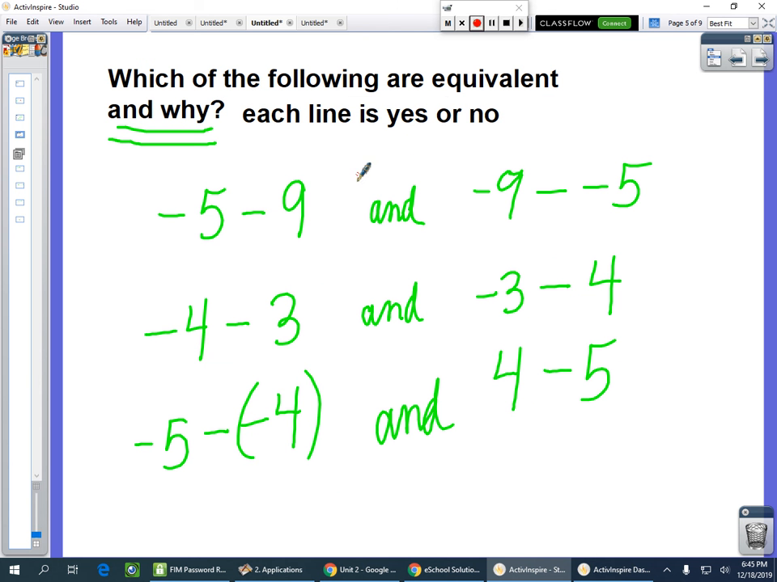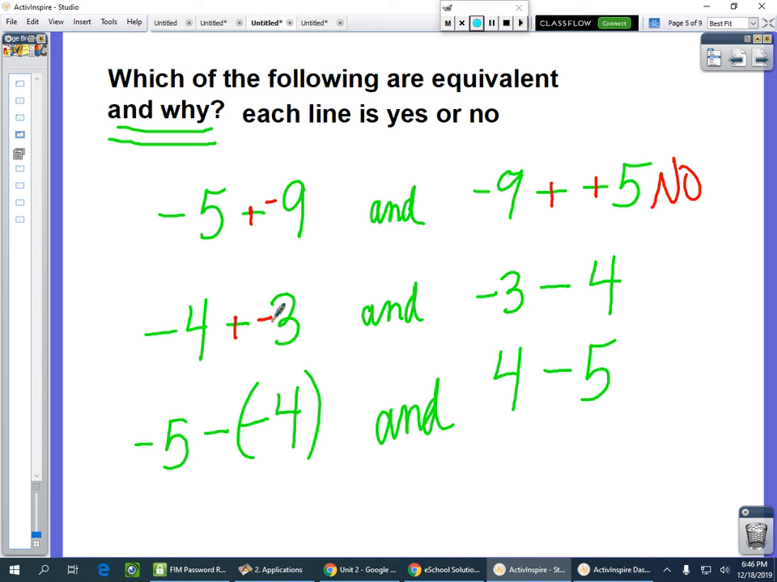Here, which of the following are equivalent in y? So -5 minus 9. So this would be like plus a -9. So both the 5 and the 9 are negative. Here, when you have minus, minus, you change those both to plus. So here the 5 is positive and the 9 is negative. So no, these will not be equivalent because here they're both negative. Here, only one of them is negative.